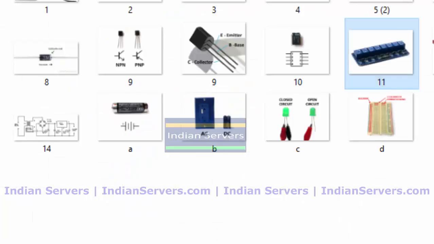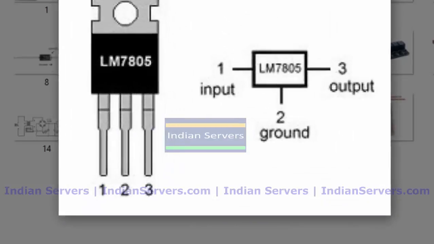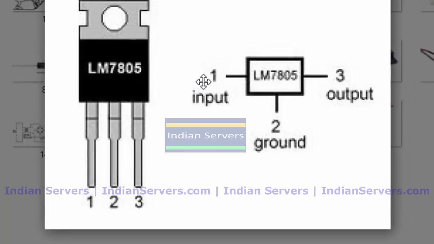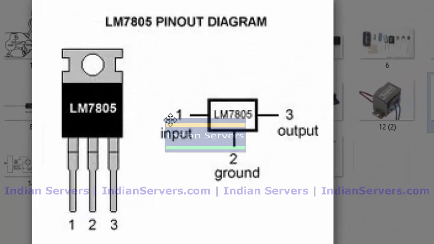Now we are going to see the voltage regulator. So a voltage regulator is a device which will regulate the voltage. Say for example your device wants only 5 volts. If you connect 10 volts, the device will get damaged. To avoid these kinds of damages we use a voltage regulator. So the most popular voltage regulator is 7805.